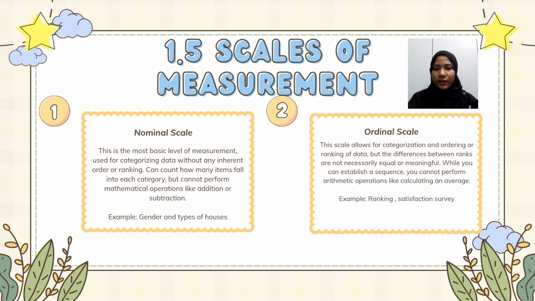Scales of measurement. There are four primary scales. Firstly, nominal scale. This is the most basic level of measurement used for categorizing data without any inherent order or ranking. Can count how many items fall into each category but cannot perform mathematical operations like addition or subtraction. Example, gender and types of house. Next, ordinal scale. This scale allows for the categorization and ordering or ranking of data, but the differences between ranges are not necessarily equal or meaningful. While you can establish a sequence, you cannot perform arithmetic operations like calculating an average. Example, ranking and satisfaction survey.